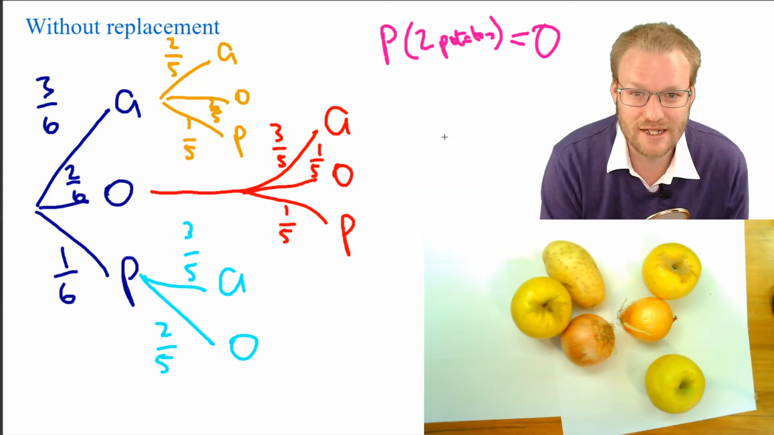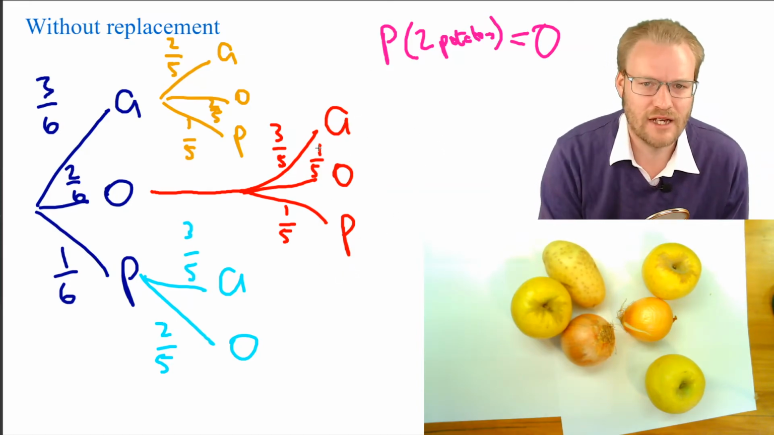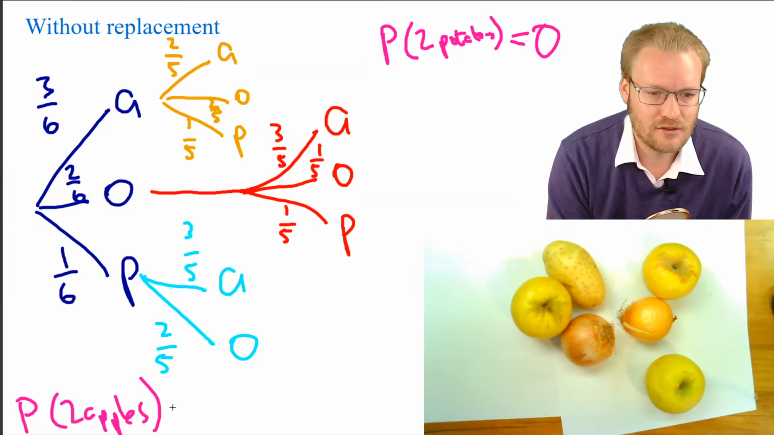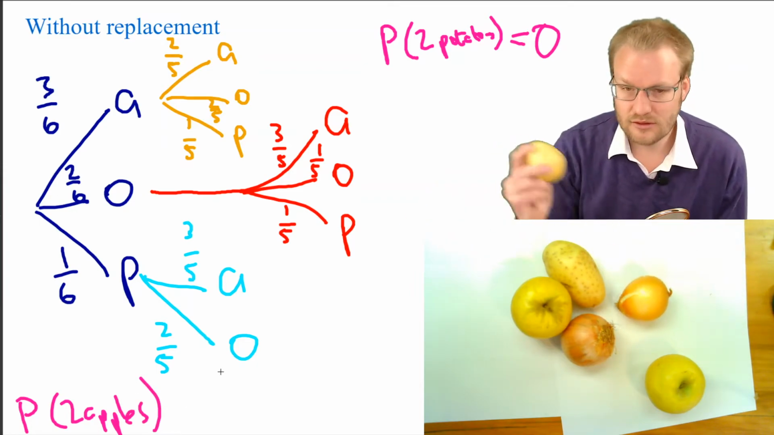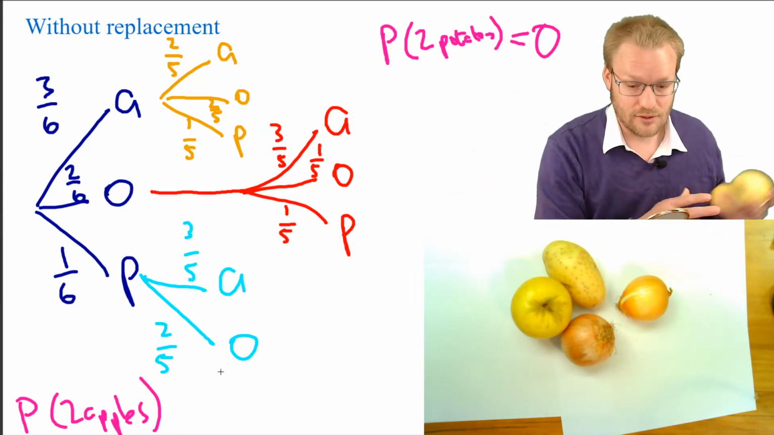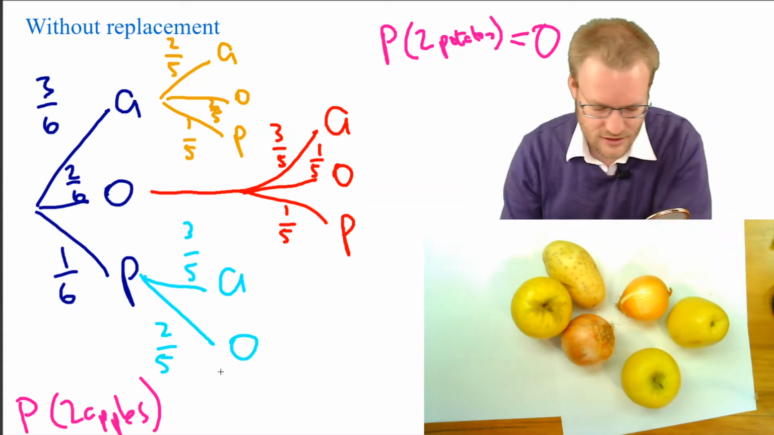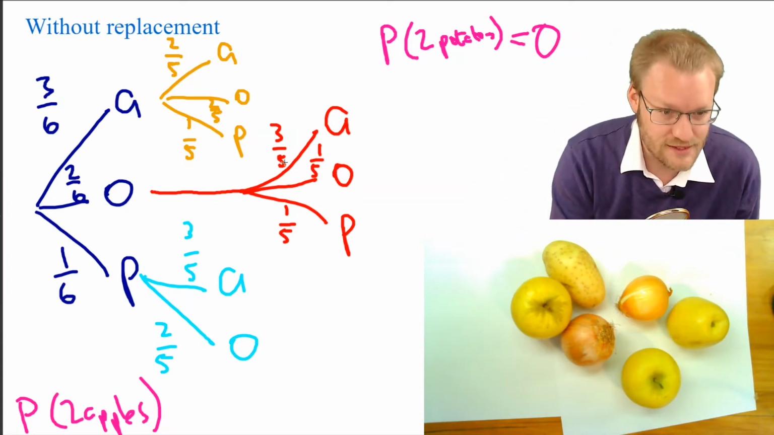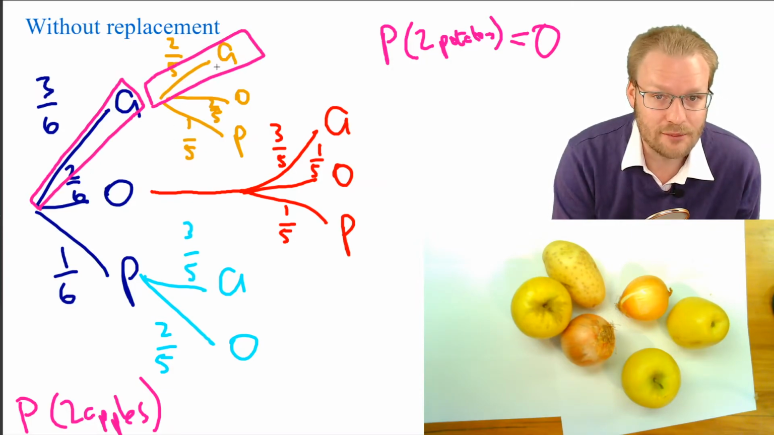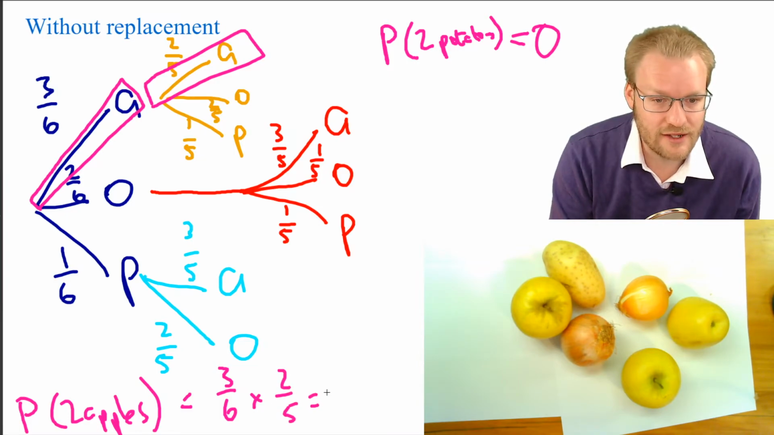Okay, what's the probability of picking out, like we did last time? Last time we looked at it and said, what's the probability of picking out 2 apples? So we're going to pick out an apple, and then on the second go, we're going to pick out another apple. Well, let's look at our tree diagram and say we need to pick out an apple, and then we need to pick out an apple. So we know that we multiply when we go along the branches. So we've got 3 over 6 times 2 out of 5.